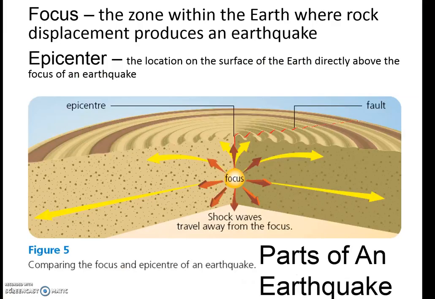So the different parts of an earthquake. The focus is the zone deep within the earth where the rock displacement occurs. So an earthquake isn't actually happening up here at the surface. That's the epicenter, the location on the surface directly above the focus. But the start of the earthquake is deep within the earth at the focus, and oftentimes, as we mentioned, along a fault line.